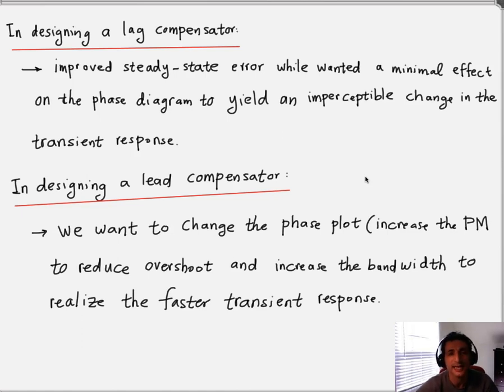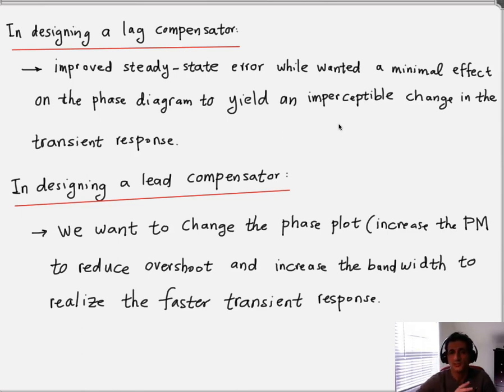In the design of a lag compensator, as we saw, a lag compensator can improve steady state error while having a minimal effect on the phase diagram, so it would result in an imperceptible change in the transient response. So if you want a good improvement in steady state error, as well as an improvement in the phase margin, you can actually use a lag compensator.